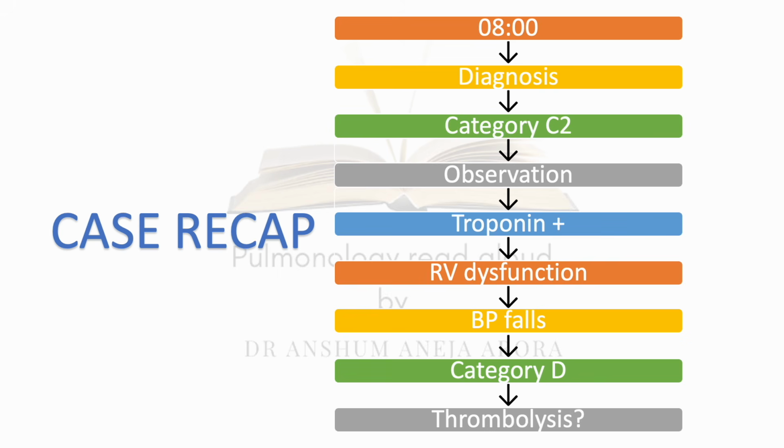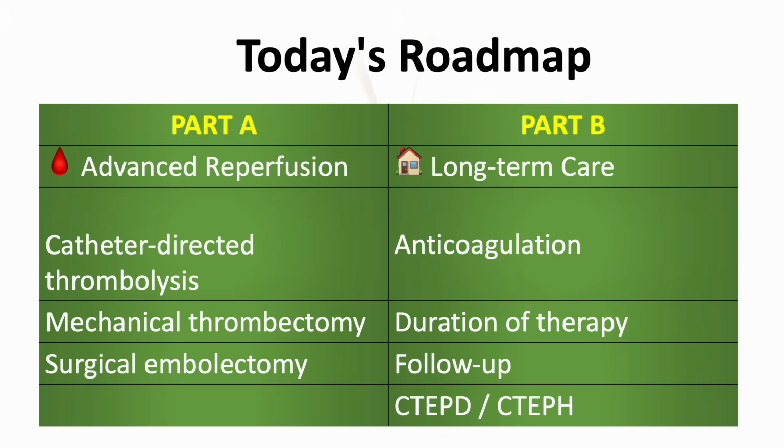What are our options now? What if she has a contraindication to systemic thrombolysis? What options remain and are they justified? So today's roadmap includes one part where we will be talking about advanced reperfusion. We'll be talking about three major techniques: the catheter-directed thrombolysis, mechanical thrombectomy, and surgical embolectomy.